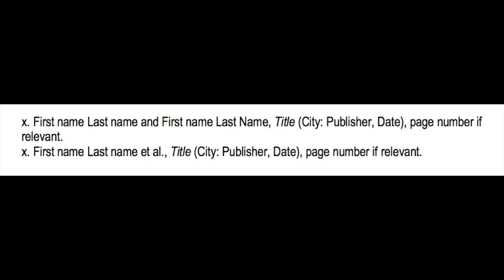Footnotes for 2 or 3 authors, you have to list each of the authors in the order presented on the title page of the book. For more than 3 authors, list the first author's name, followed by "and others" or "et al." Here are some examples.